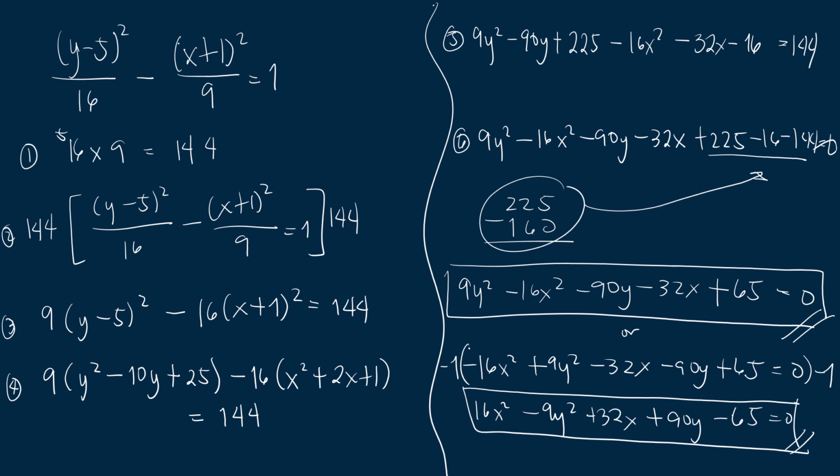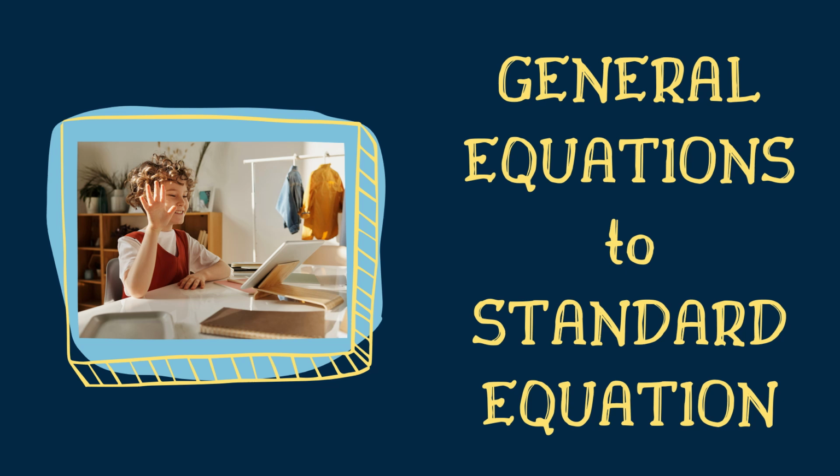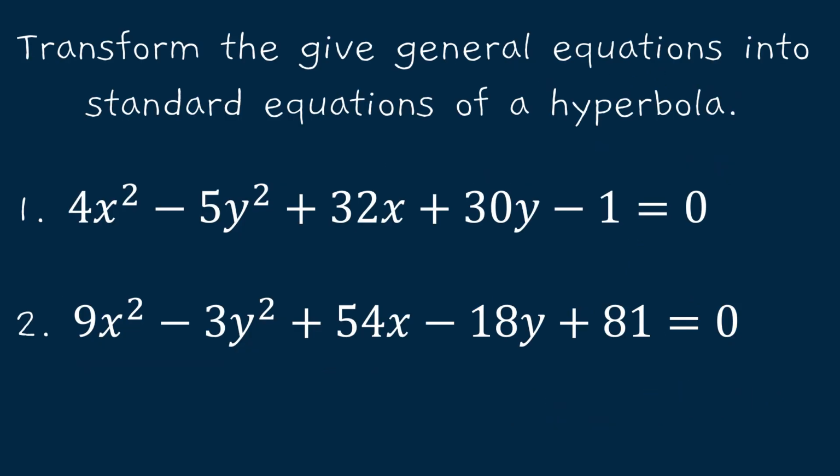On to the next part of our topic, which is this time, we will transform the given general equation to standard equation of a hyperbola. So let us look on the given two numbers. We have number 1, 4x squared minus 5y squared plus 32x plus 30y minus 1 is equal to 0. And number 2 as 9x squared minus 3y squared plus 54x minus 18y plus 81 is equal to 0.